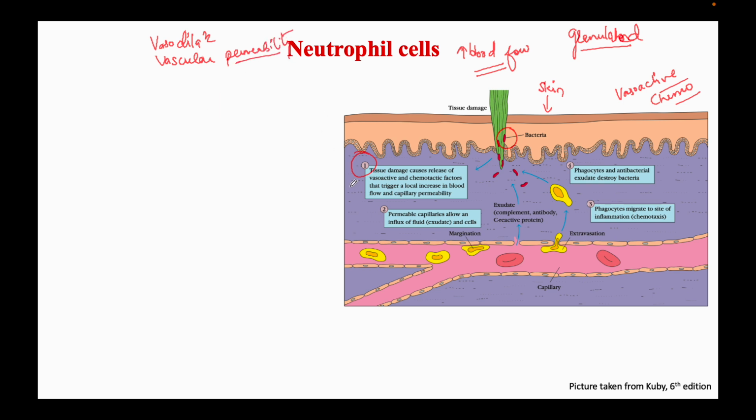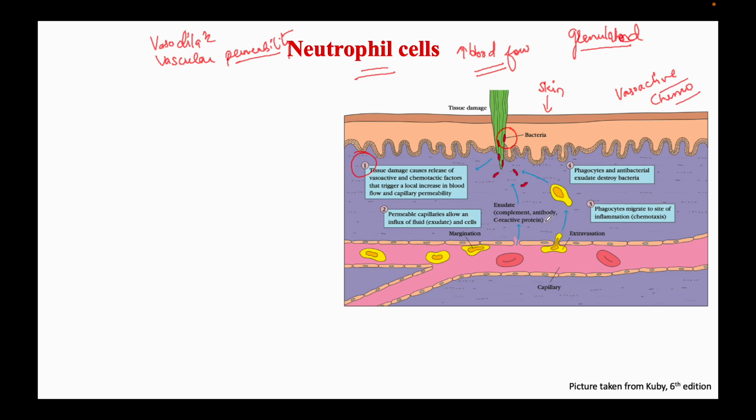Okay, so now all the cells are alerted that we have a problem: there is tissue damage and a bacteria has entered into the body. There is an influx of various neutrophils. As you can see, these neutrophils are the first line of defense. Whenever a bacteria enters the system, neutrophils rush to take action. First they flow, and then they migrate towards the site of infection, right?